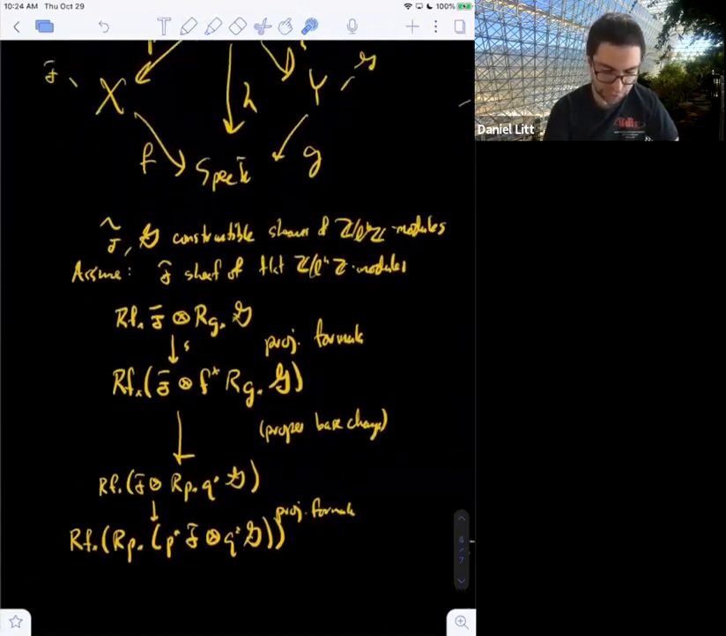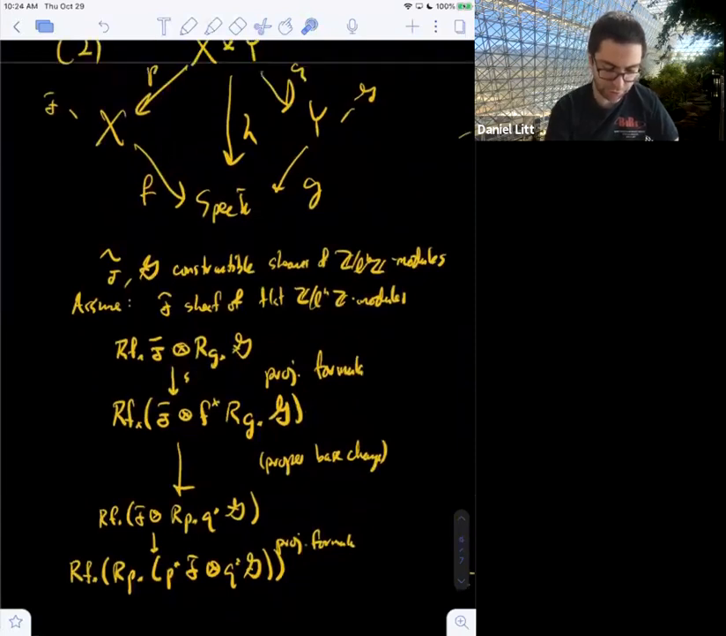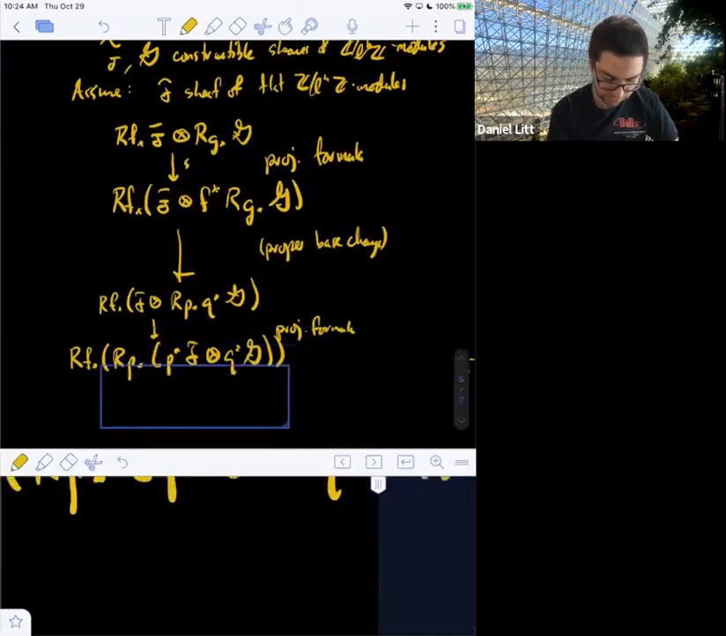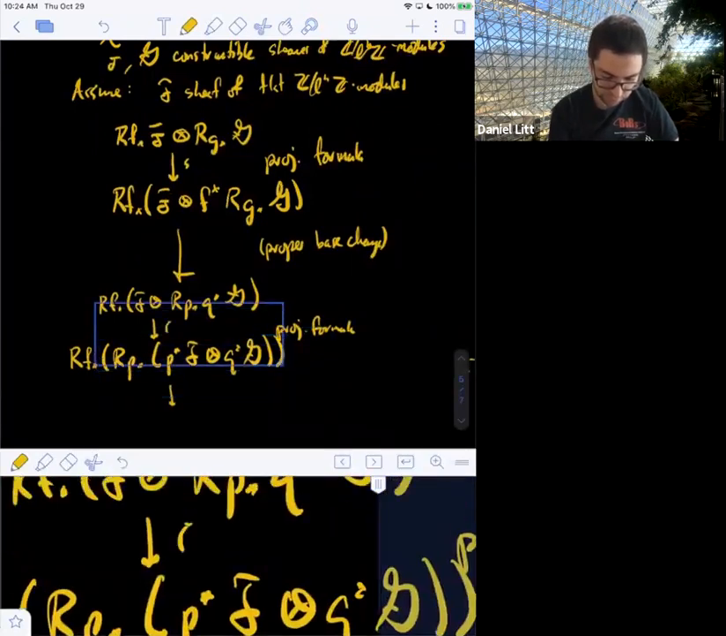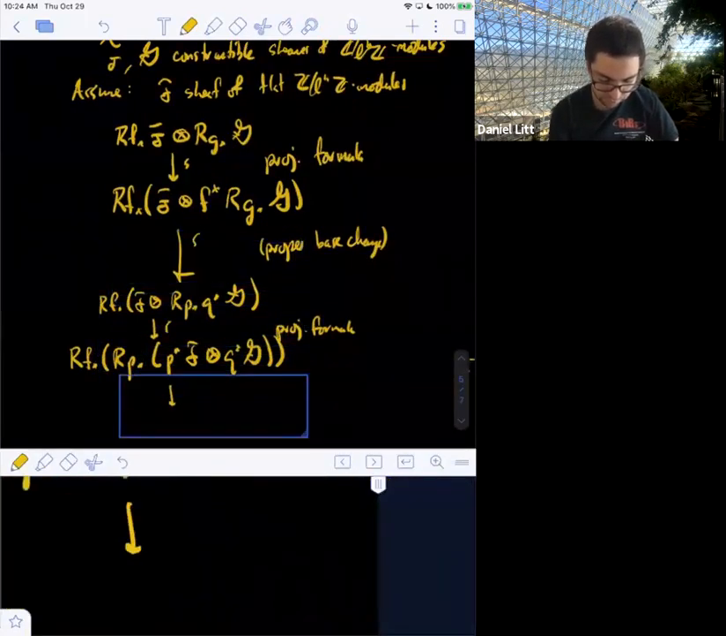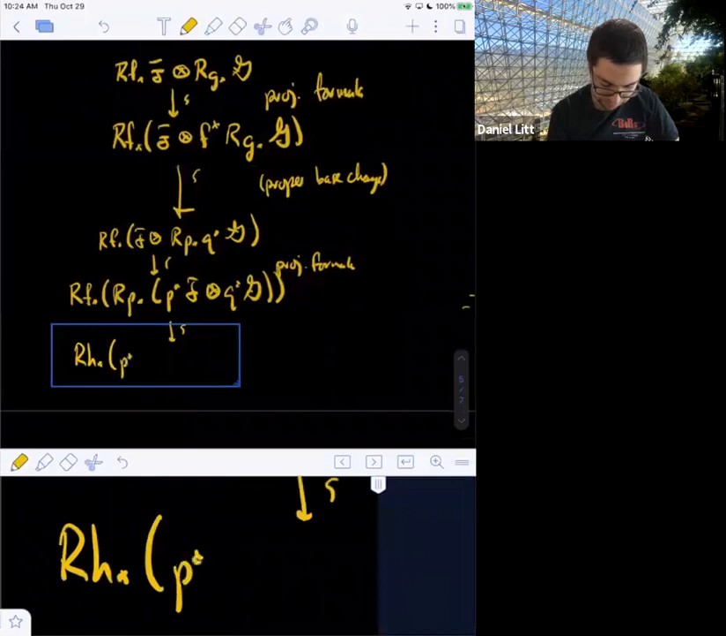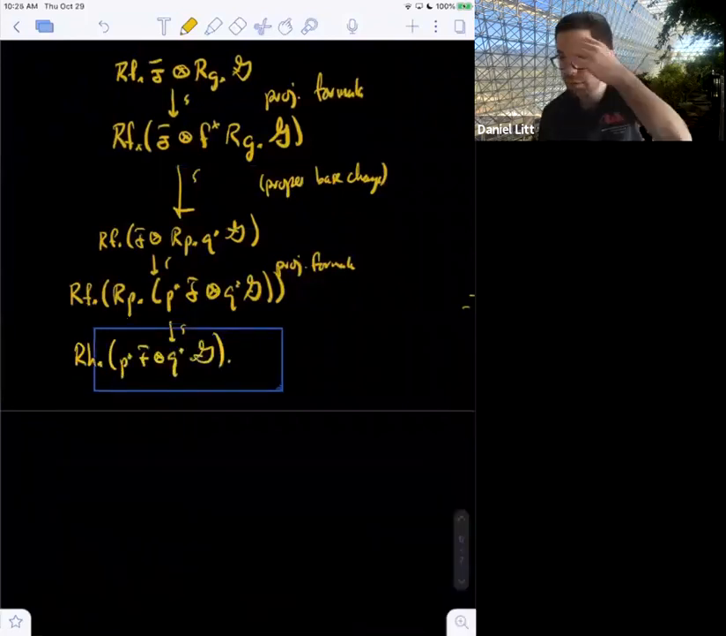What is F composed with P? It's just the structure map H, right? So now this is the same. Sorry, these are all isomorphisms. This is the same as our H lower star, which is also known as our gamma of... Are there any questions about that? So this is the end of the proof.